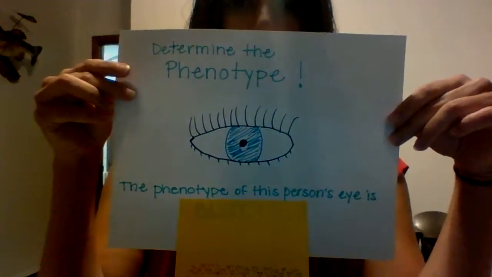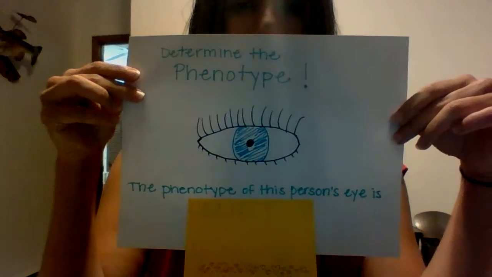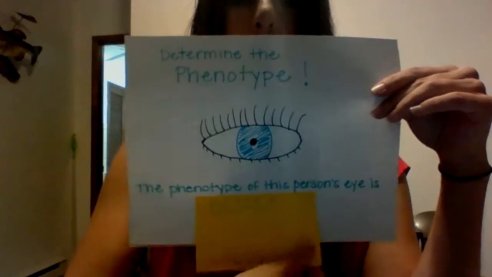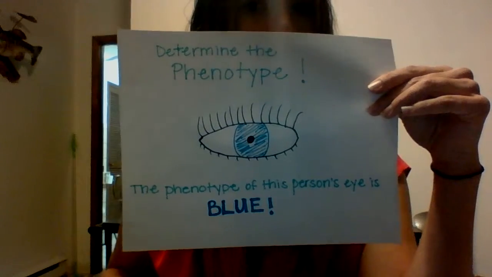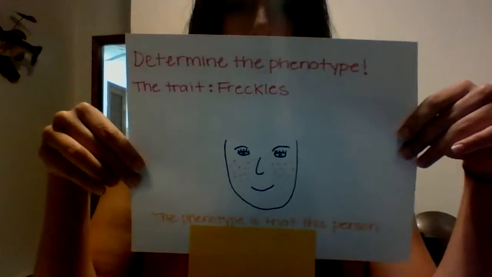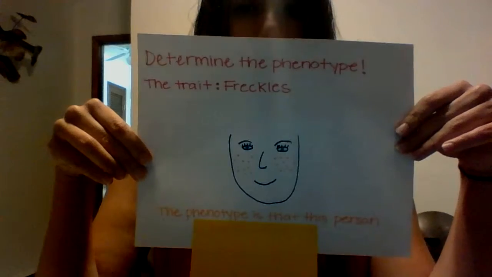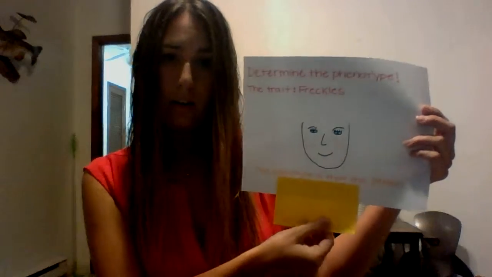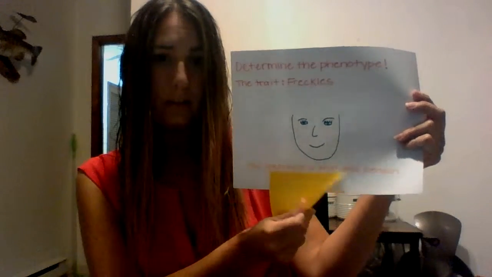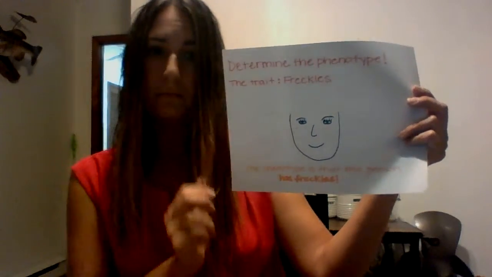So if you're going to determine the phenotype of this person's eye, it's going to be that their eye color is blue. And same thing for this example. If you're going to determine the phenotype for this person, and the trait is talking about freckles, the phenotype for this person is that they have freckles.